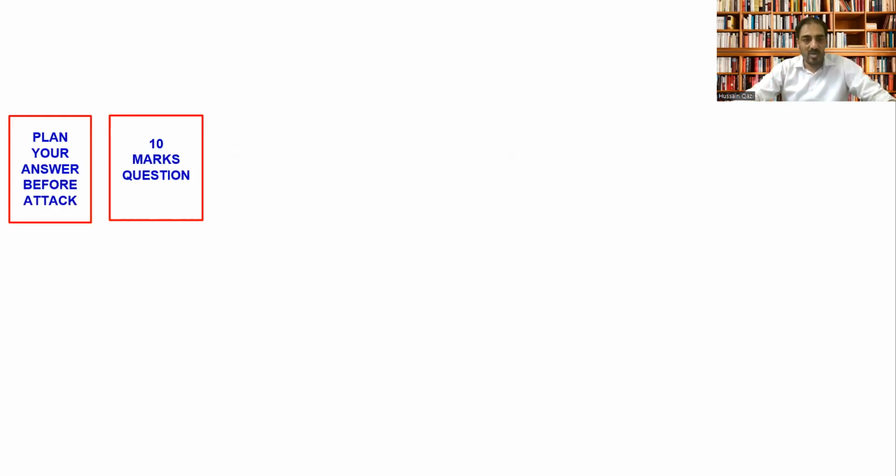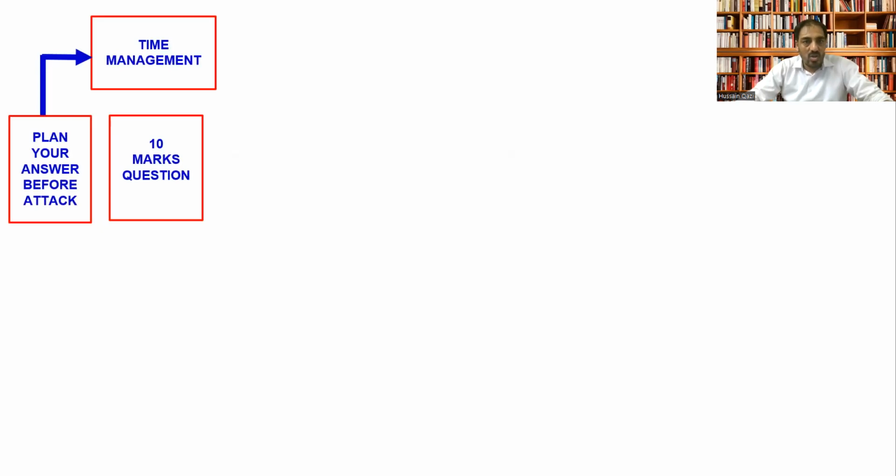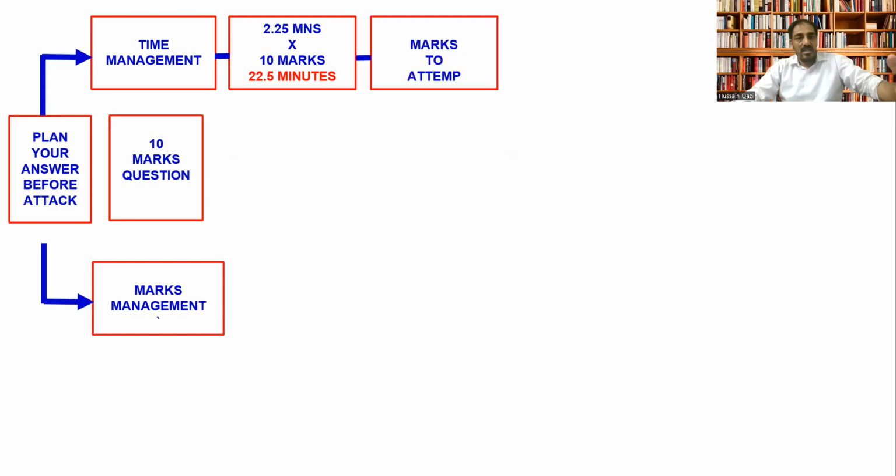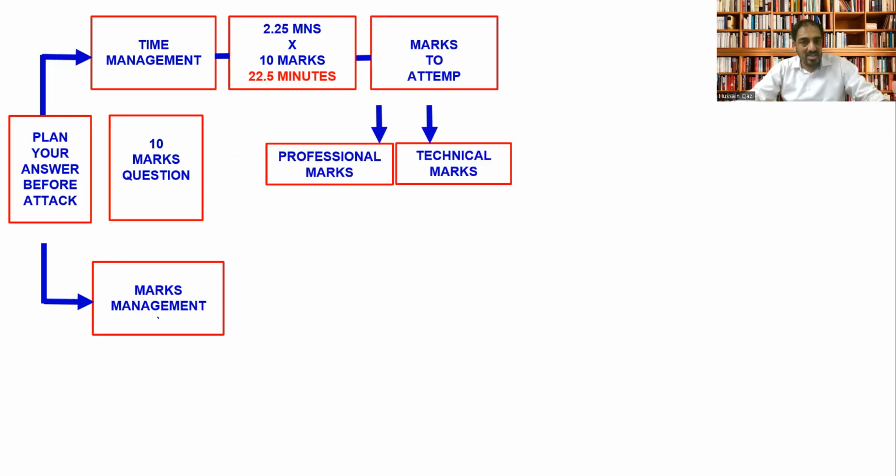Number 1, for 10 marks, plan your answer. For example, you are simulating the question, attempting the question. Number 1, time and marks management. For time management, you have 2.25 minutes multiplied by 10 marks, that is 22.5 minutes. How many marks to attempt? Technical marks and professional marks. Actually, professional marks is a part of technical marks.